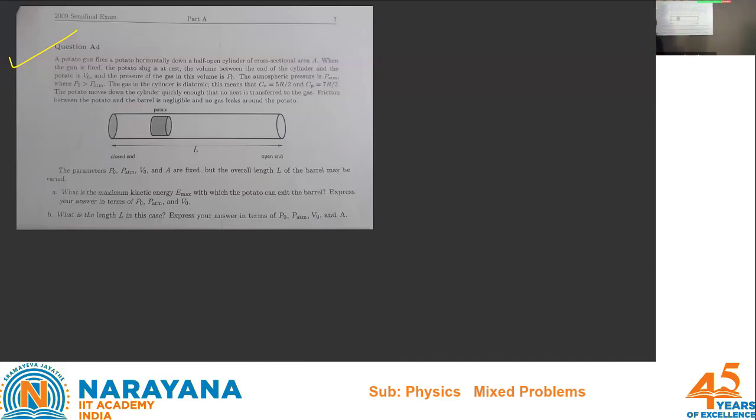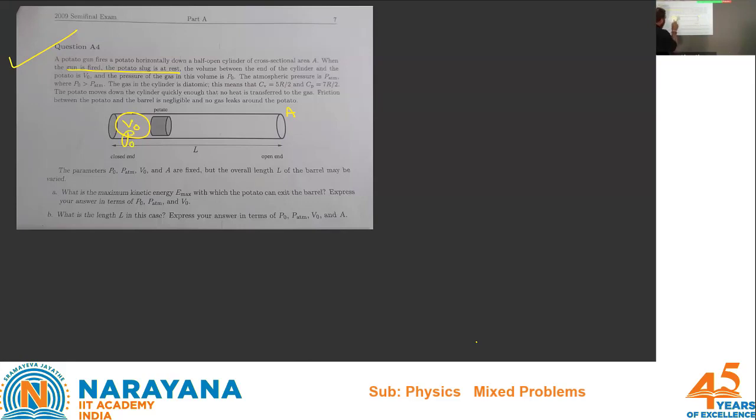Potato gun fires. Yeah. So what is in this? This cylinder is given, which is closed at one end, open at the other, and there is this potato somewhere inside the cylinder. The cross-sectional area of the cylinder is A. When the gun is fired, the potato slug is at rest, and the volume between the end of the cylinder and the potato, that volume here, is given as V0, right? Now the pressure of the gas in this volume is P0.